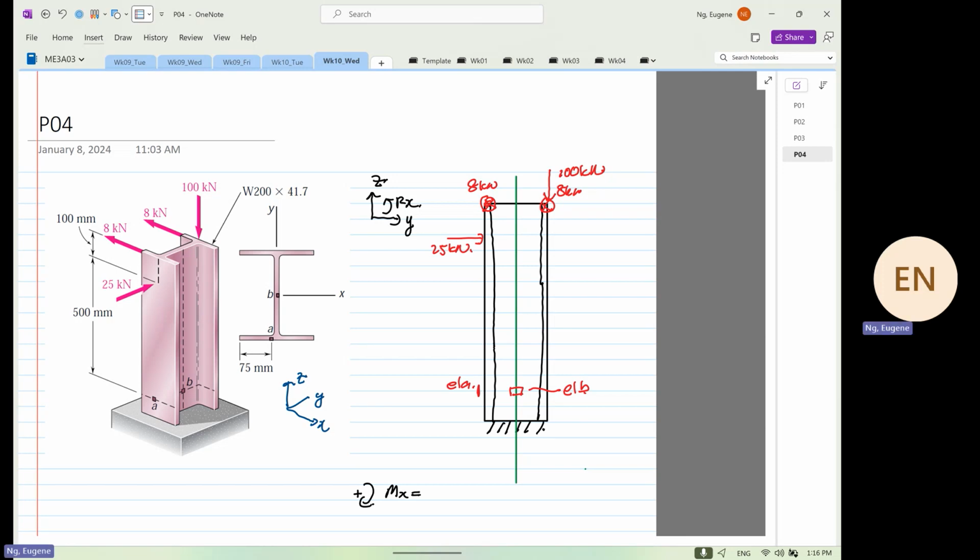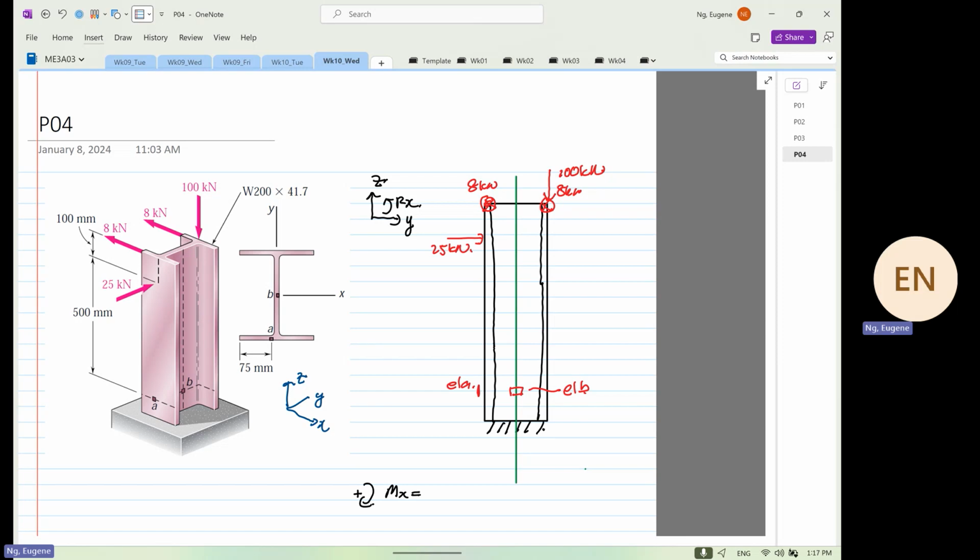Now we're going to calculate. Can you tell me the perpendicular distance of the 100 kilonewton to cause a moment? Remember, I taught this a while ago. Whenever the applied force is parallel to the centroid, you take the distance to the centroid. Whenever the applied force is perpendicular to the centroid, you take it to the element.